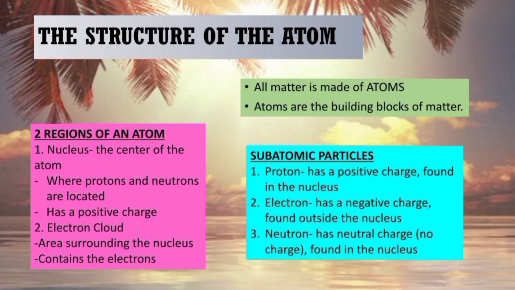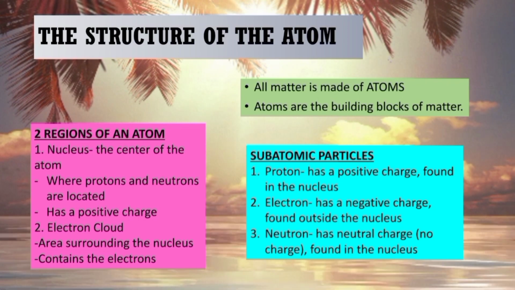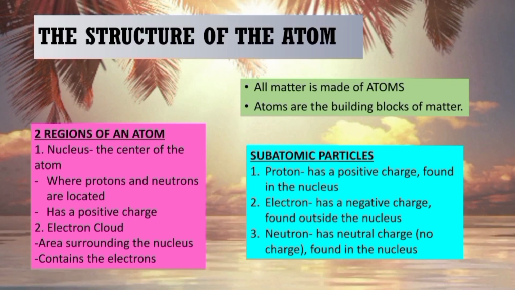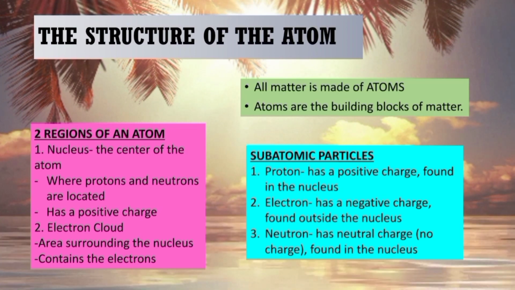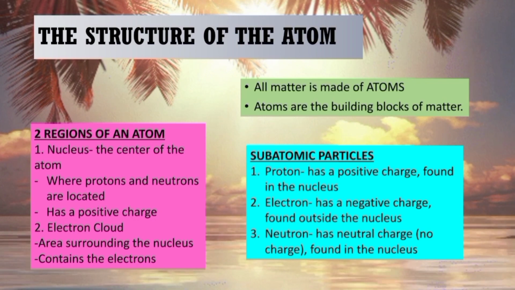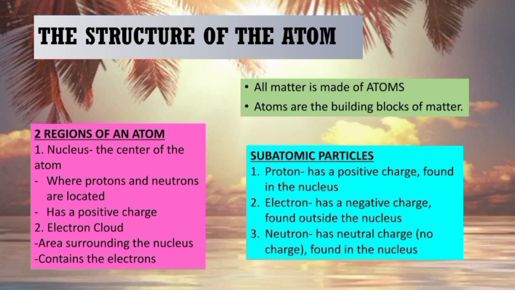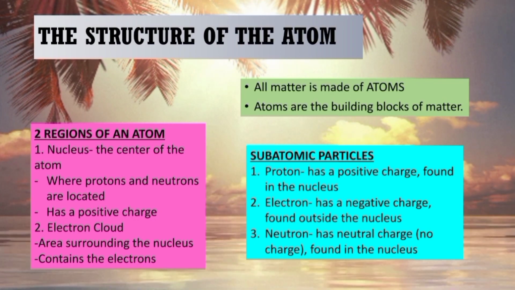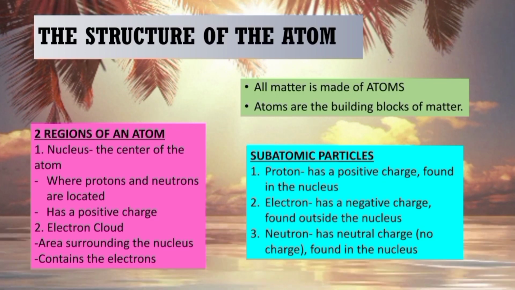zero charge. So which of these are in the nucleus? In the nucleus, we can find protons and neutrons. Protons have positive charge and neutrons no charge. Therefore, the nucleus has a positive charge.